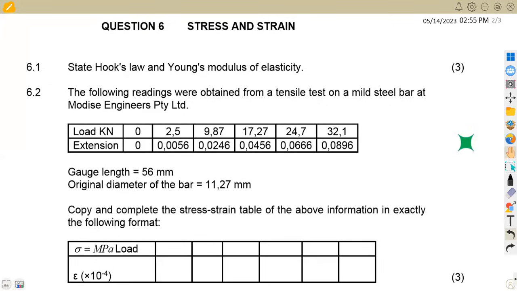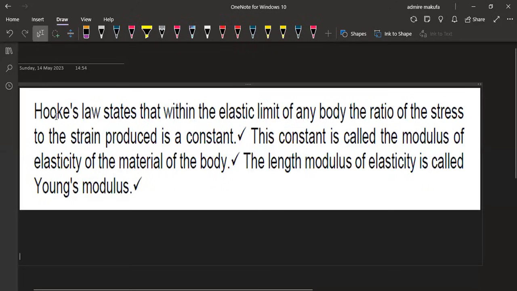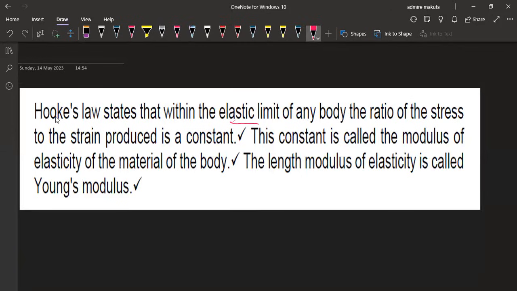All right. So here I'm having both presented. Hooke's law states that within the elastic limit of any body, the ratio of the stress to the strain produced is a constant. So that is what you have for Hooke's law. And this constant is called the modulus of elasticity of the material. The modulus of elasticity is called the Young's modulus. So that is what you're given in this case, and we've got 3 marks for these definitions.